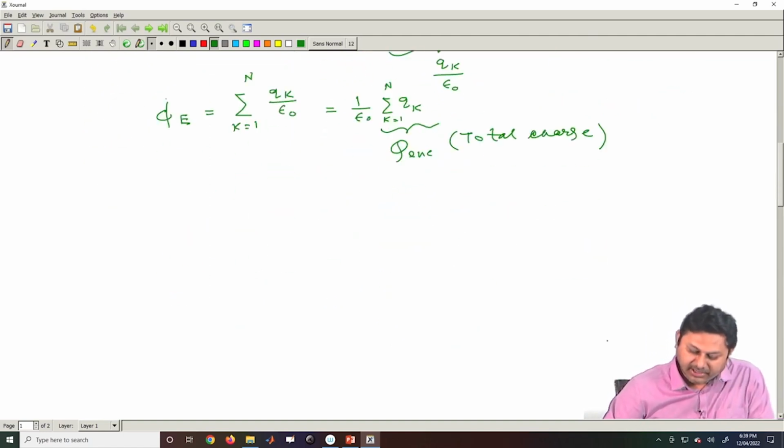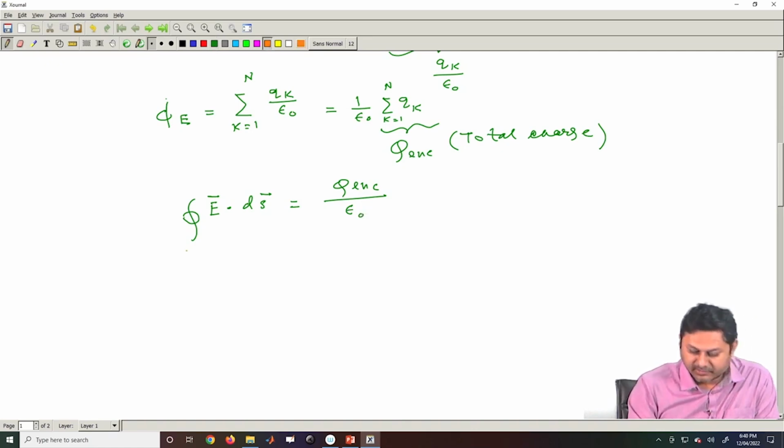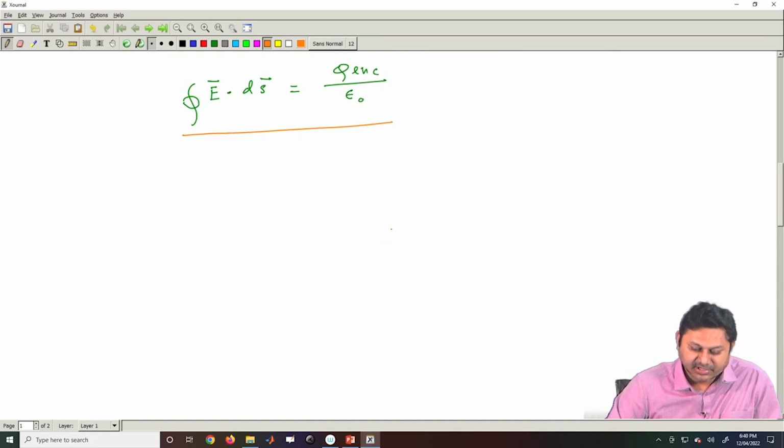So, that means I simply have that the integration of the total field E dot ds for the scattered charges is simply q enclosed divided by epsilon 0. That is the expression we have. This is the extension of Gauss's law for scattered charges.